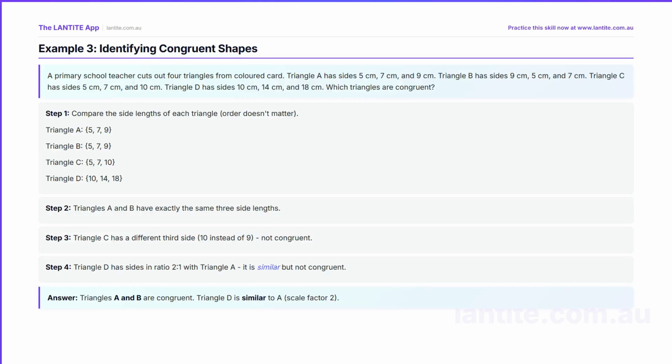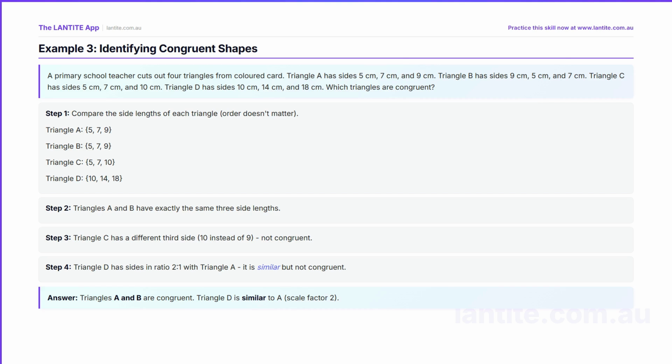Let's work through a LANTITE-style problem. A teacher cuts out 4 triangles. Triangle A has sides 5, 7, and 9 centimeters. Triangle B has sides 9, 5, and 7 centimeters. Triangle C has sides 5, 7, and 10. Triangle D has sides 10, 14, and 18. To find congruent pairs, we compare side lengths.